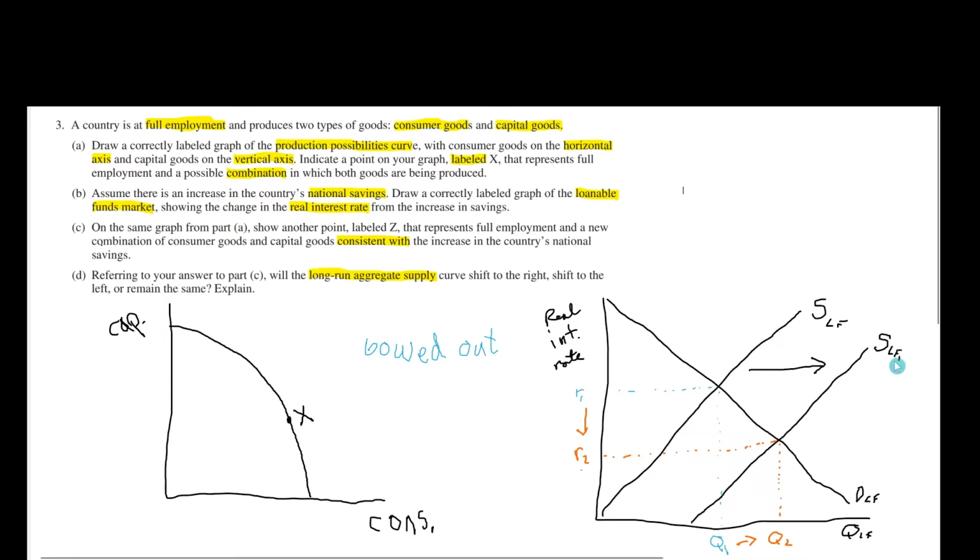Okay, so I've got SLF1, LF is for loanable funds. Also, I've drawn an arrow here. It's really important to draw arrows on these graphs just to help the reader, the marker, to understand what's going on. And if you do make some mistakes, then the arrows can help him or her to interpret what you've written. Okay, so you can see the interest rate has fallen down to R2, which is going to be very important to answering the rest of this question. And quantity has increased from Q1 to Q2.